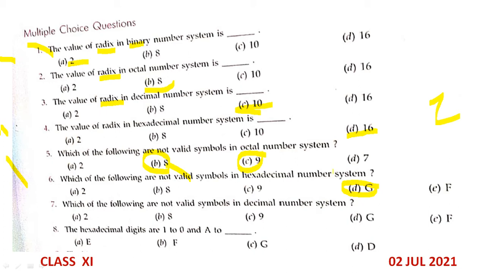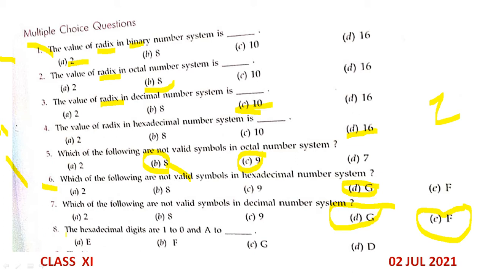Question number 7. Which of the following are not valid symbols in decimal number system? As you know, decimal number system allows symbols from 0 to 9. That's how 2 is allowed, 8 is allowed, 9 is allowed, whereas G as well as F are not allowed in our decimal number system. Hope you understood this, right?